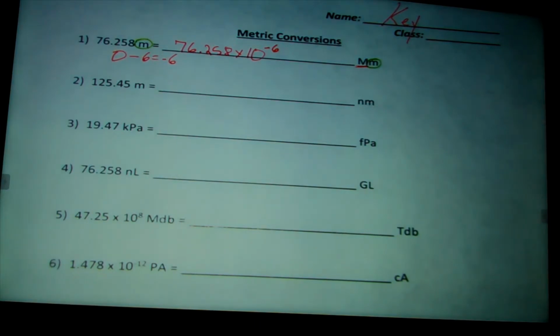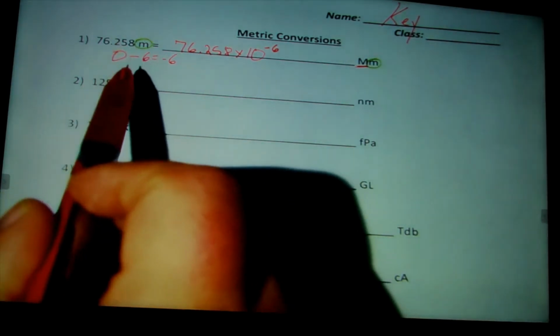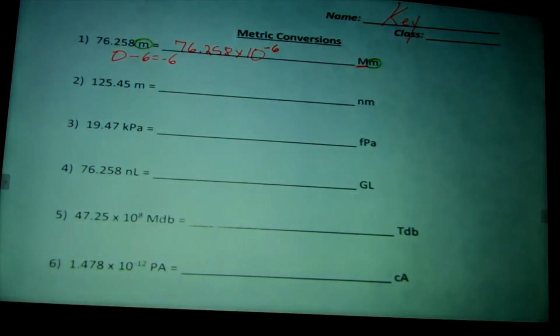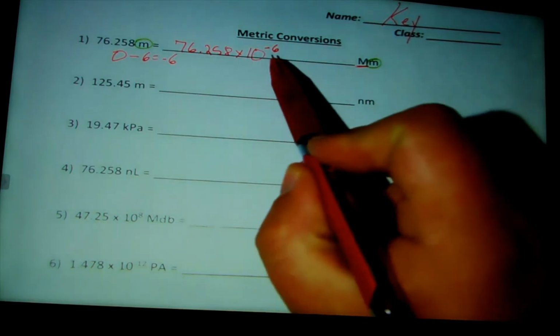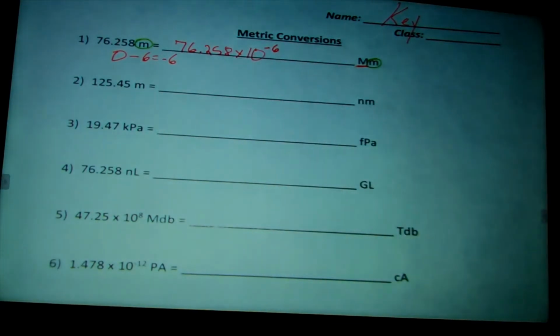Alright, does this answer make sense? So we went from meters to megameters. Which one is bigger? Megameters. So the quantity of measurement increased, therefore the number has to do the opposite and decrease, and it did, hence the -6. Let's go to number 2.